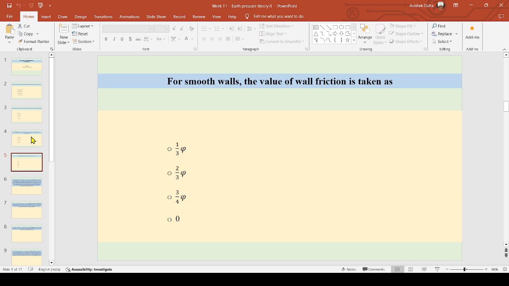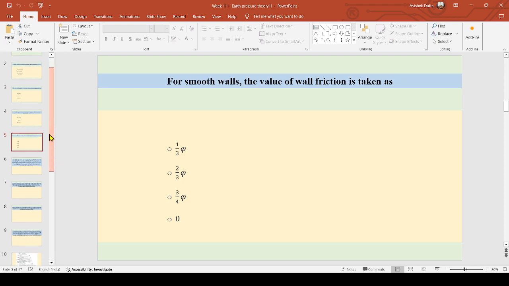I repeat the question. For smooth walls, the value of wall friction is taken as 1/3 of phi, 2/3 of phi, 3/4 of phi, or 0. Phi is the angle of internal friction of the soil. Okay. This completes the MCQs.